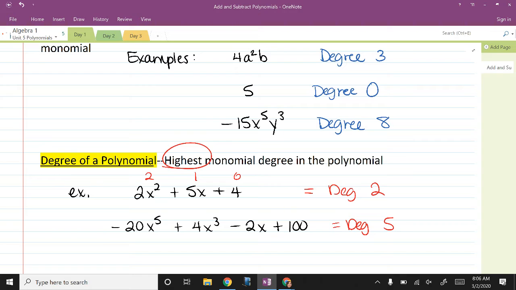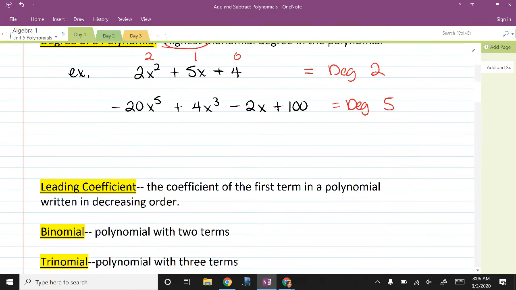All right, does that make sense? So if it's a whole polynomial, to get its degree, you see which individual one is the highest. Now, I made these kind of nice for you because they are in what we call decreasing order, or descending order. They went highest to lowest exponents. Sometimes they're all mixed up, all right?